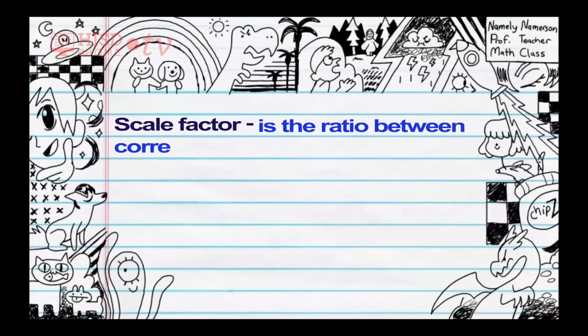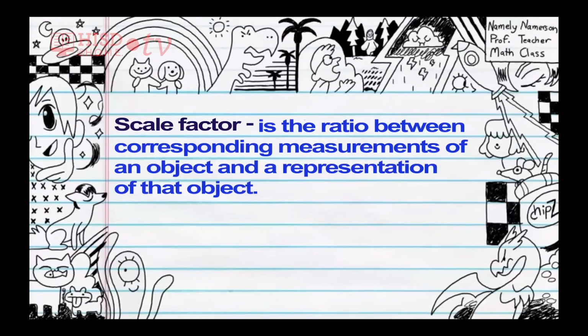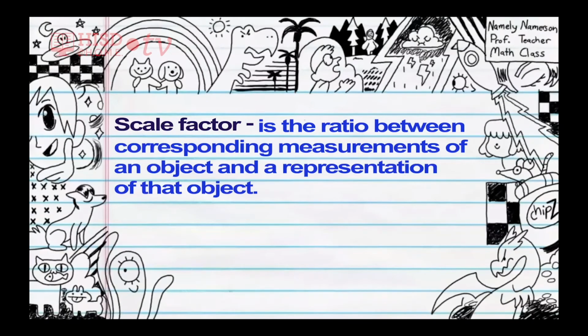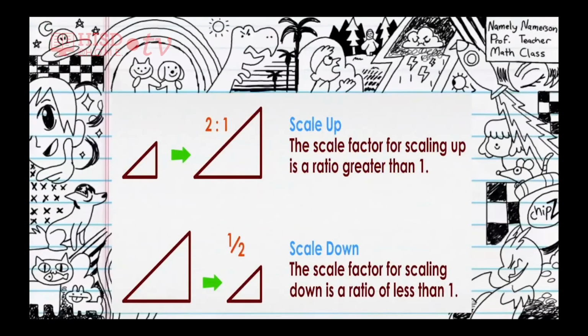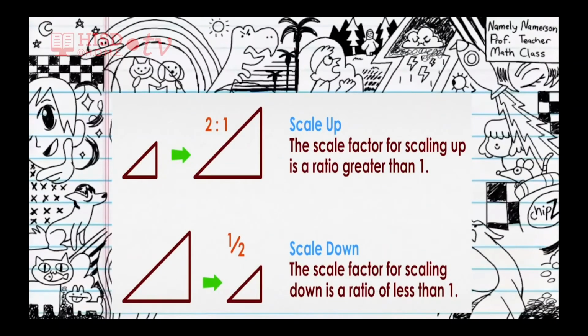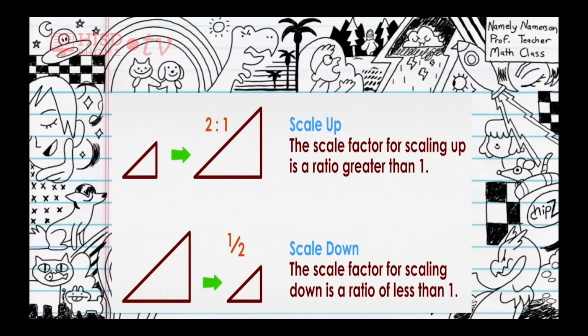Scale factor is the ratio between corresponding measurements of an object and a representation of that object. So in 6th and 7th grade, you may see scale drawings comparing two different shapes to see if they're proportional. The scale factor for scaling up is a ratio greater than 1, and the scale factor for scaling down is a ratio less than 1.